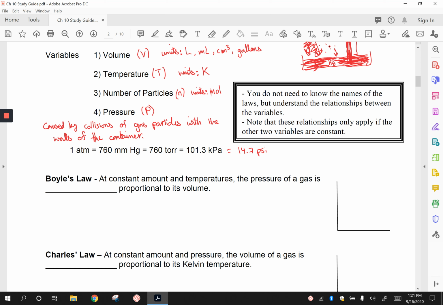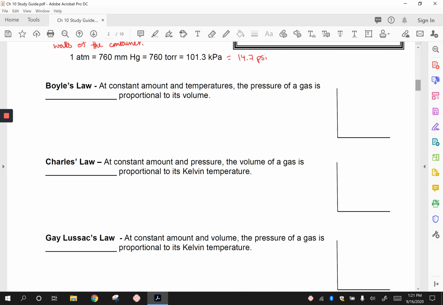So let's look at the first one, which is Boyle's Law. Boyle's Law looks at the relationship between the volume and the pressure of a gas when the amount and temperature are held constant. So at constant amount and temperature, the pressure of a gas is inversely proportional to its volume. And that kind of makes sense.